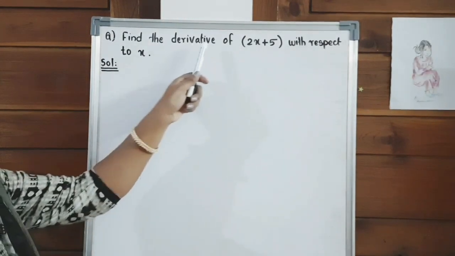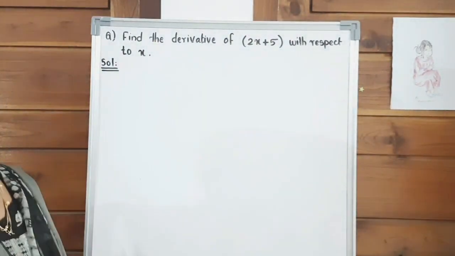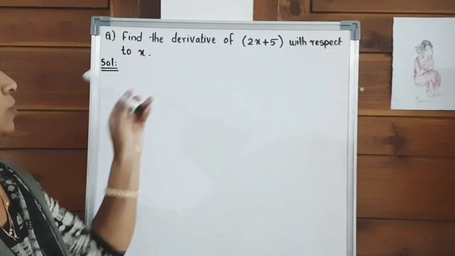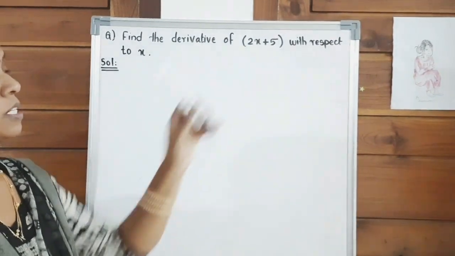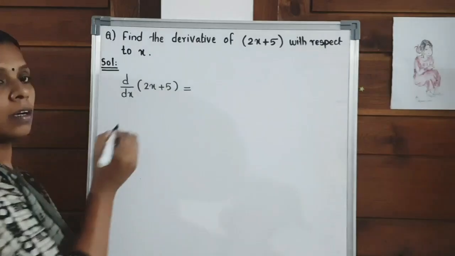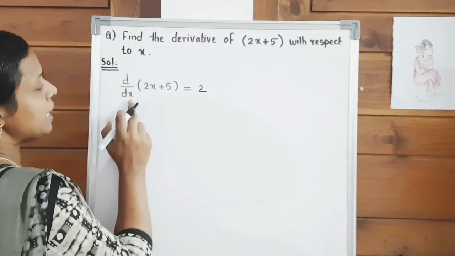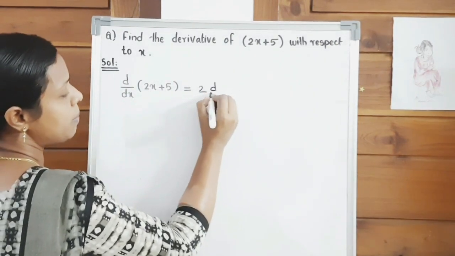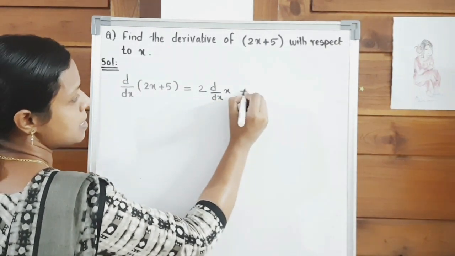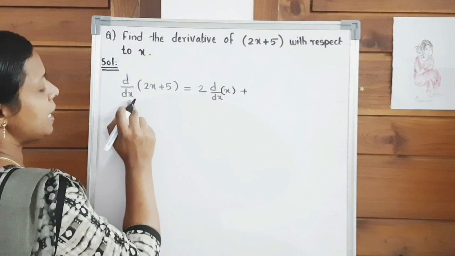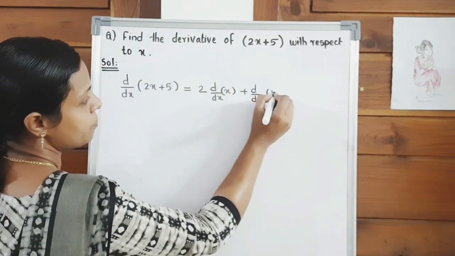Question. Find the derivative of 2x plus 5 with respect to x. Here we have to find the derivative of the function 2x plus 5 with respect to x. So we write 2 into d by dx of the function x, plus d by dx of 5.